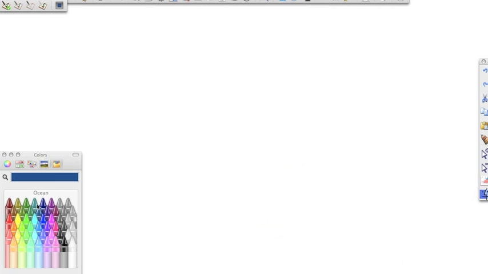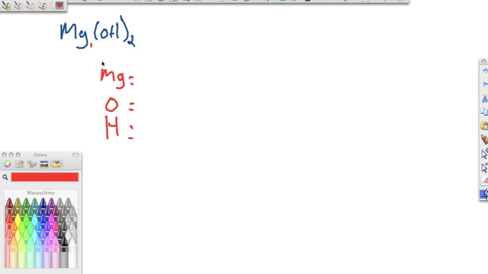Our last percent composition question, we are going to be looking at magnesium hydroxide. So we have Mg(OH)2. We're going to start off exactly the same. We have magnesium, oxygen, and hydrogen. When it comes to figuring out how many of each we have, magnesium is easy, it has 1. But then we look at oxygen and we see this 2 on the outside of the parentheses. That 2 means that we're going to distribute it and multiply it by the subscripts of both of them. So now we have 2 oxygens and 2 hydrogens.